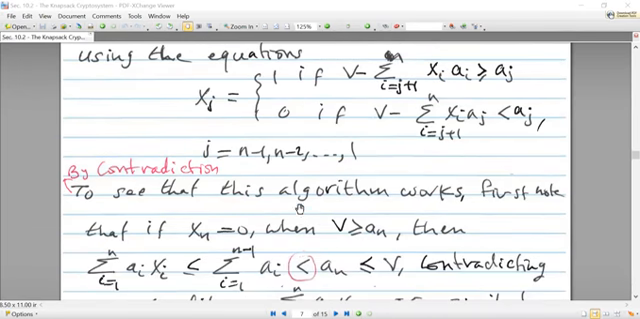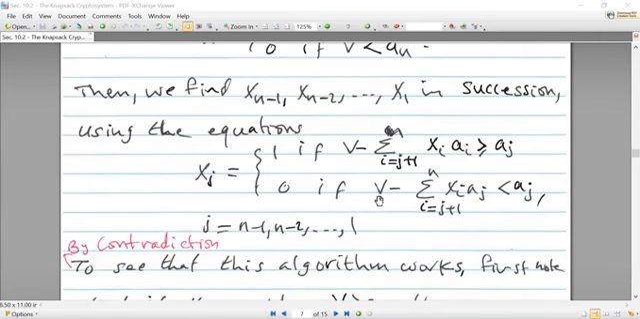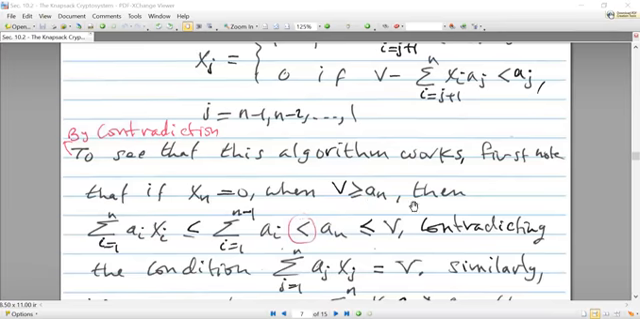So if xn is equal to 0 when V is bigger than or equal to an, the opposite of what it's supposed to be, then we're going to reach a contradiction. Then we look at the sum from i equal 1 up to n of a sub i, x sub i. Since we are taking xn to be 0, we can drop that and take all the remaining x's to be equal to 1. That's the largest we can take.